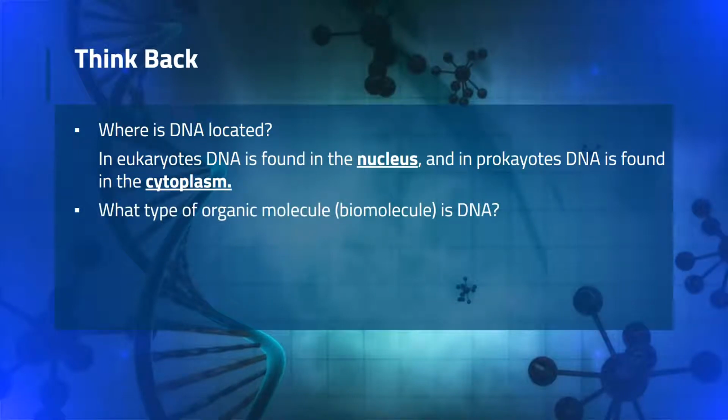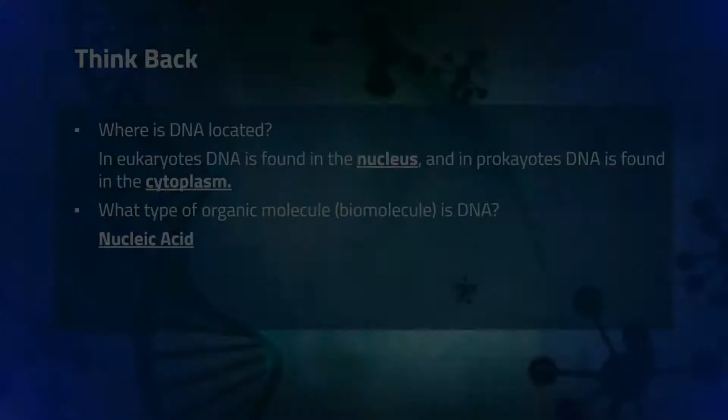What type of organic molecule is DNA? Whenever we learned about biomolecules, we learned about the 4 biomolecules: carbohydrates, lipids, proteins, and nucleic acids. DNA is an example of a nucleic acid. We learned about DNA and RNA, and we're going to learn about RNA later in this unit, but for now, we're just going to start with DNA.